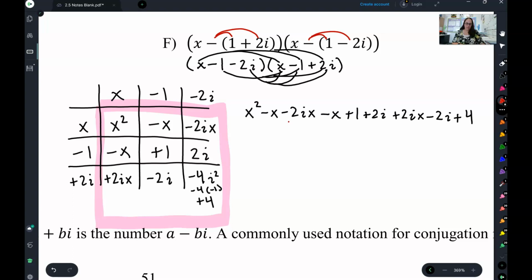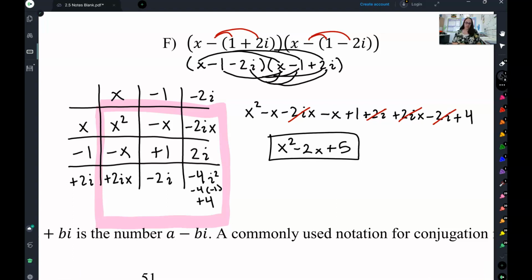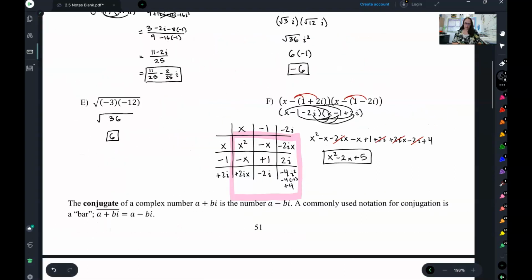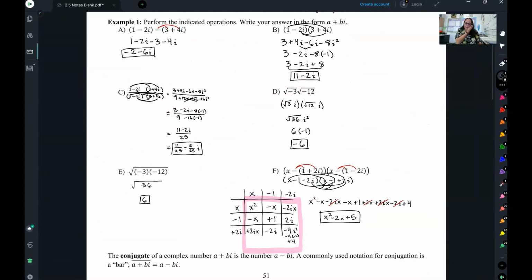Now, if I look here, I have a negative 2ix and a positive 2ix, a positive 2i and a negative 2i. So I have x squared minus x minus x is minus 2x, and plus 1 plus 4 is a plus 5. So all this boils down to right there. So that is some basic simplifying of complex numbers: subtracting, multiplying, dividing, FOILing, all that good stuff.